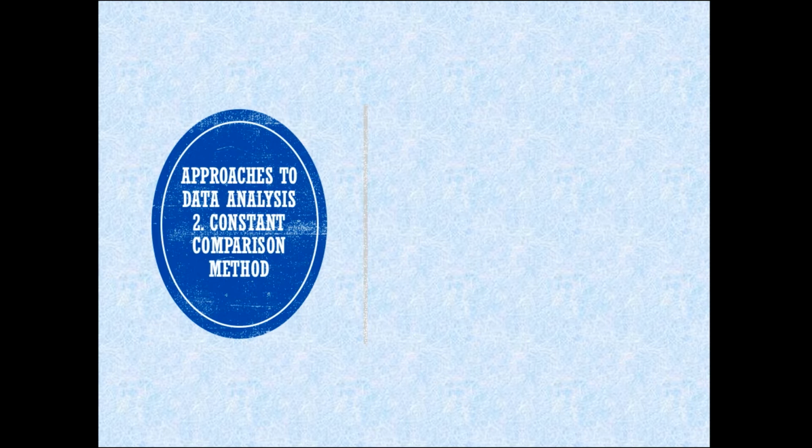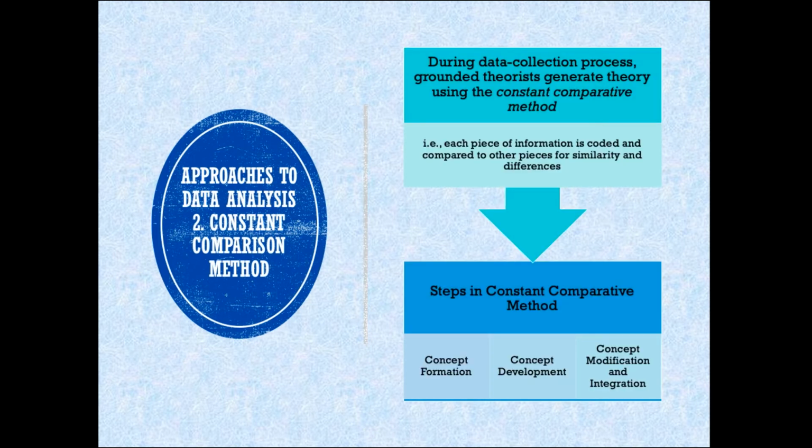The constant comparative method involves breaking down the data into discrete incidents or units and coding them into categories. So during the data collection process, grounded theorists generate theory using the constant comparative method. For example, each piece of information is coded and compared to other pieces for similarities and differences. We have three steps to conduct the constant comparative method: concept formation, concept development, and concept modification and integration.